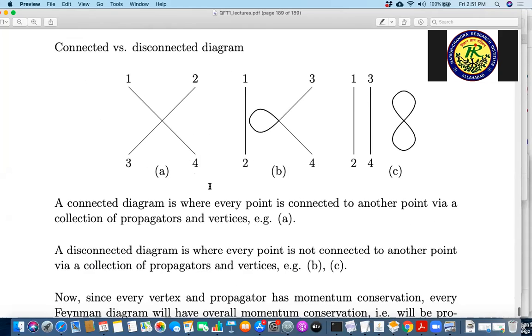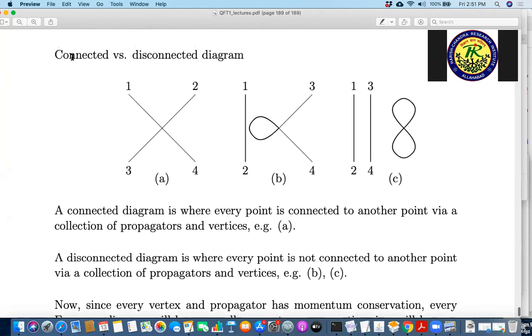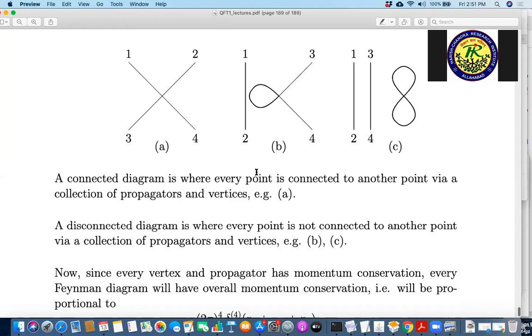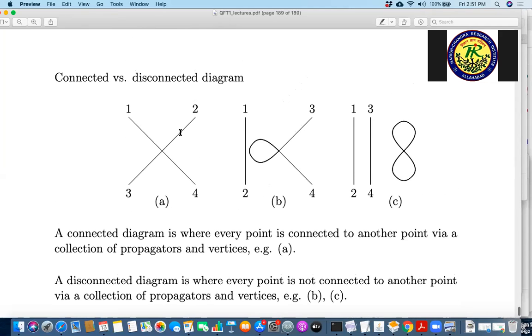Okay, so this is the final thing that I wanted to mention, and that's the distinction between connected versus disconnected diagrams. At the level of the diagram, it's very easy to explain. A connected diagram is where every point is connected to another point via a collection of propagators and vertices. Like in A, take any point on this diagram, you can go continuously to any other point. You can forget about C because that's not to be included anyway. This is a bubble. But this, for example, is not a connected diagram because if you start from anywhere on this line, you cannot go continuously to this part.